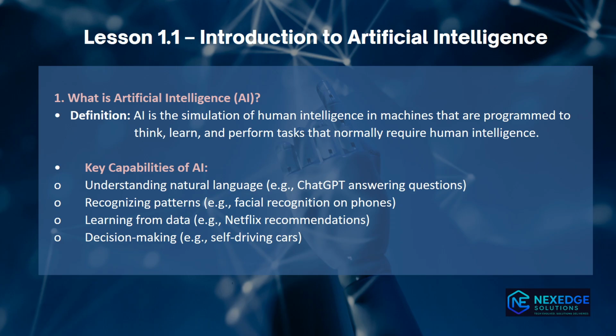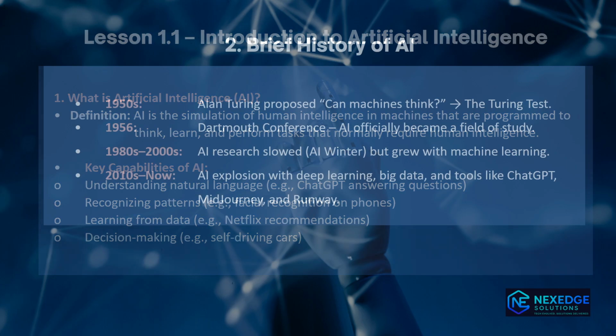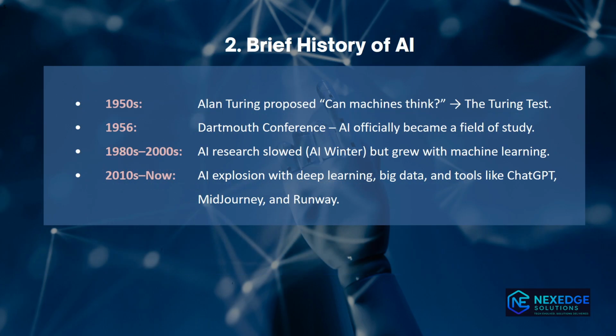So that is one of the things. But the major thing AI does is get data and learn with the data to be able to perform tasks. So going forward, now we look into a brief history of AI.